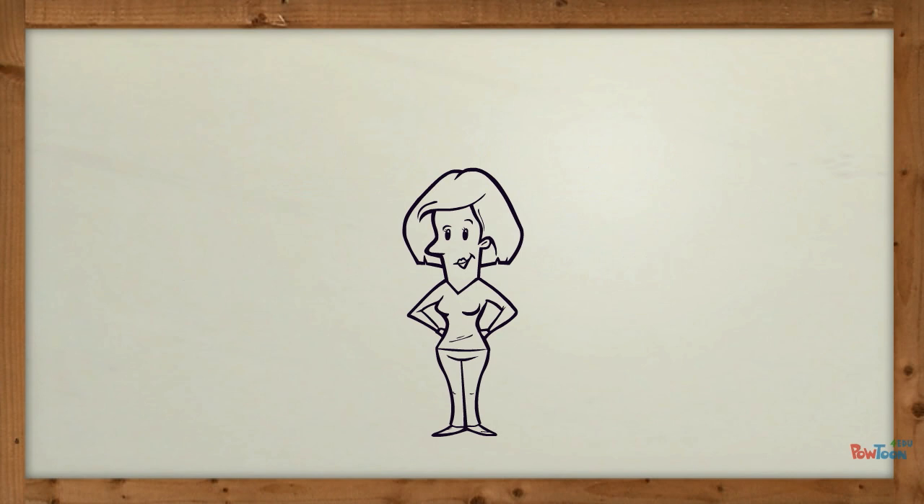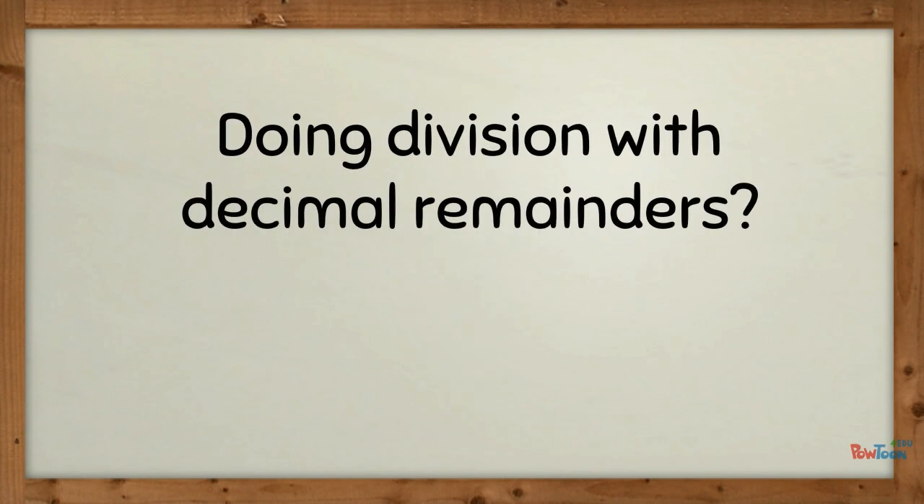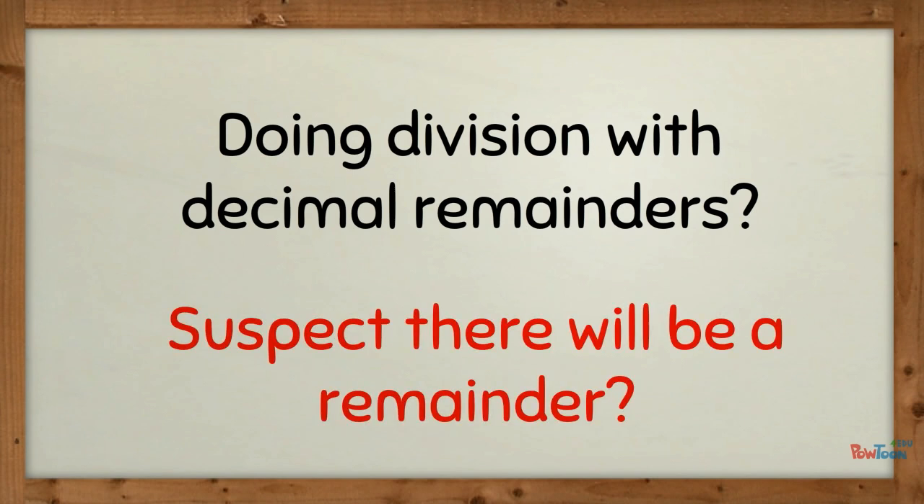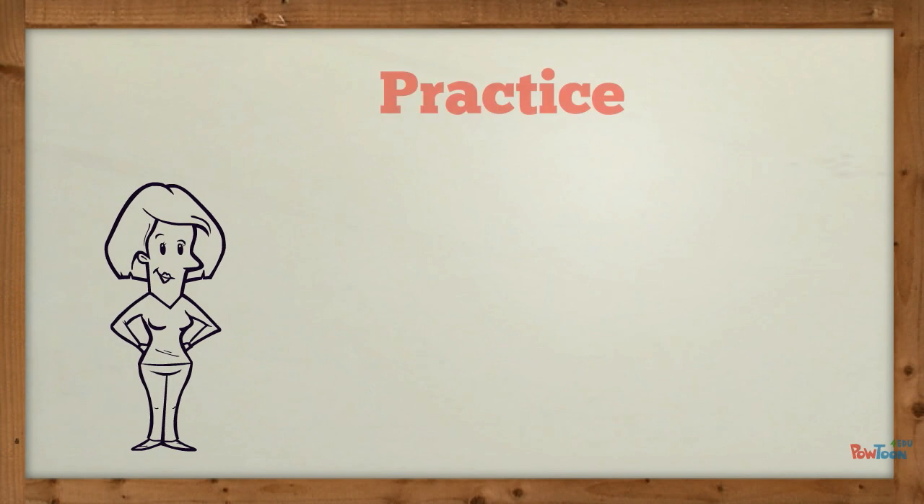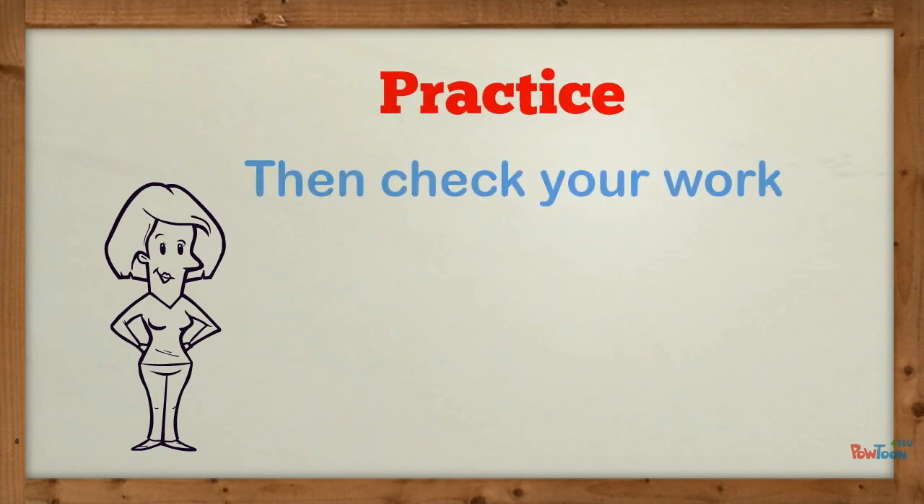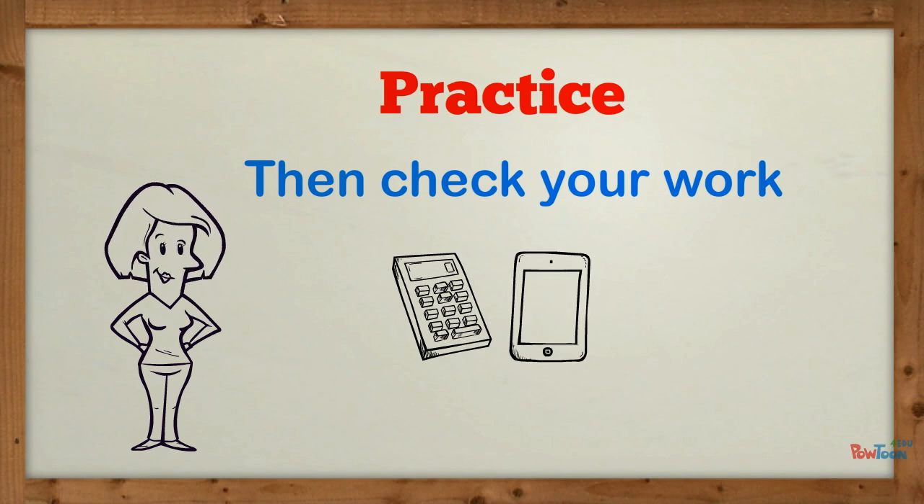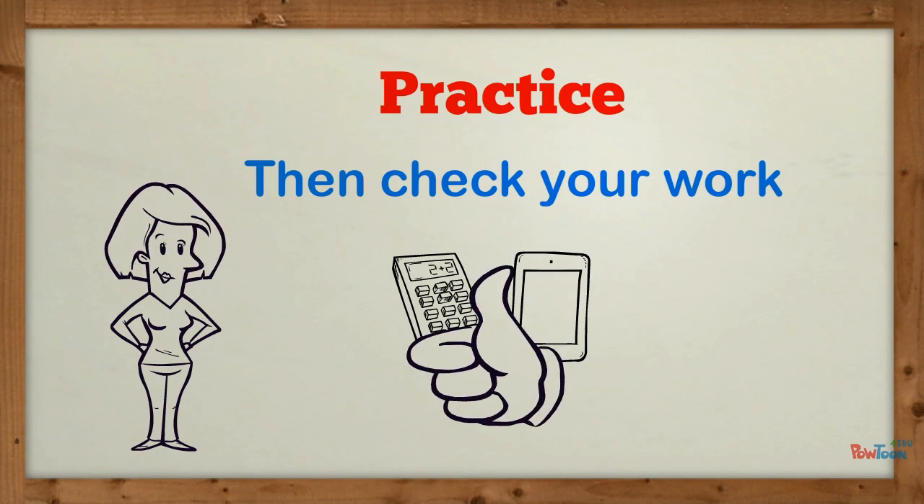How was that? Straightforward, I hope. If you are doing division with decimal remainders and you suspect a remainder will crop up, go ahead and get ready for it with the decimal point and zeros as soon as possible. It will make the math thinking flow better for you. Now, go and practice some for yourself. Then check your own work with a calculator afterwards. And I hope you are pleased with your new math skill.